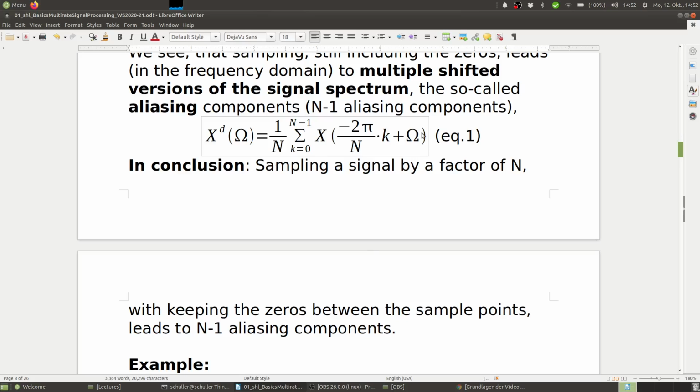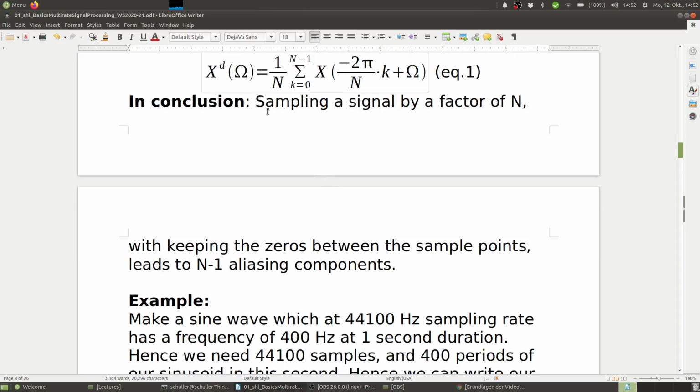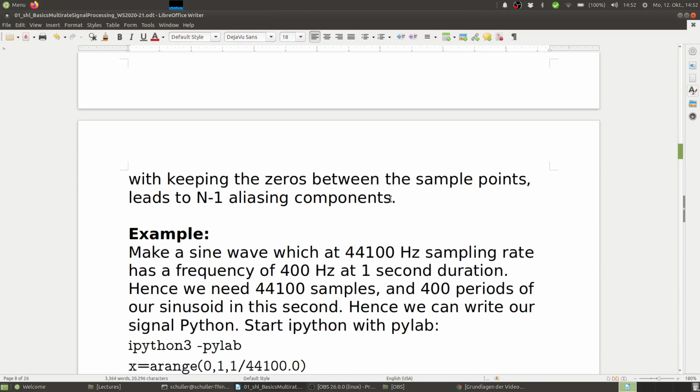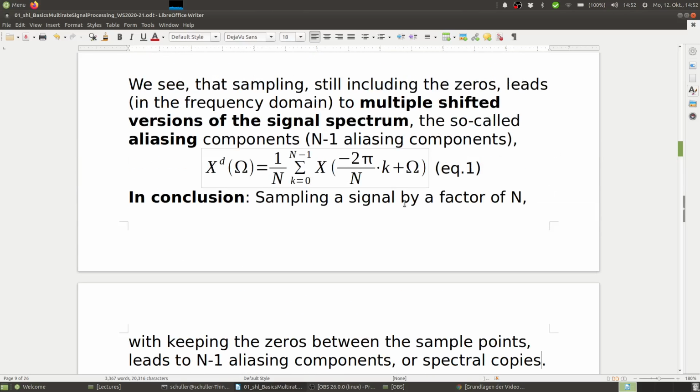Yeah, so this is the result then. So in conclusion, sampling a signal by a factor of capital N while keeping the zeros between the sample points leads to N-1 alias components or spectral copies. Maybe I can add that sometimes I also call them spectral copies.